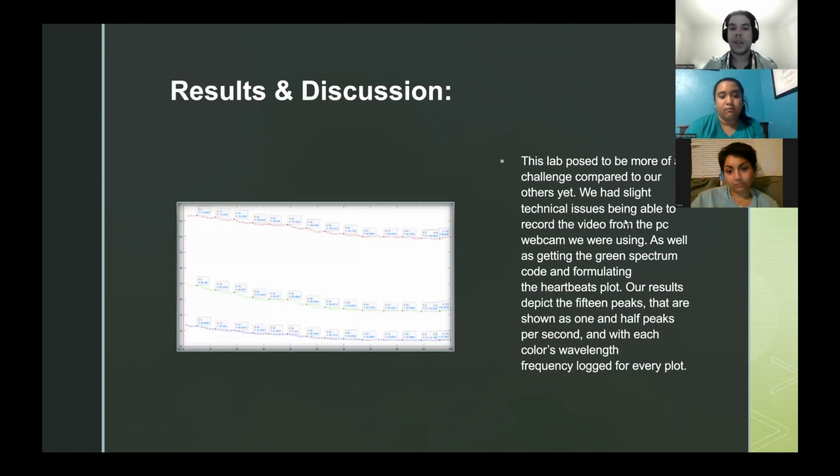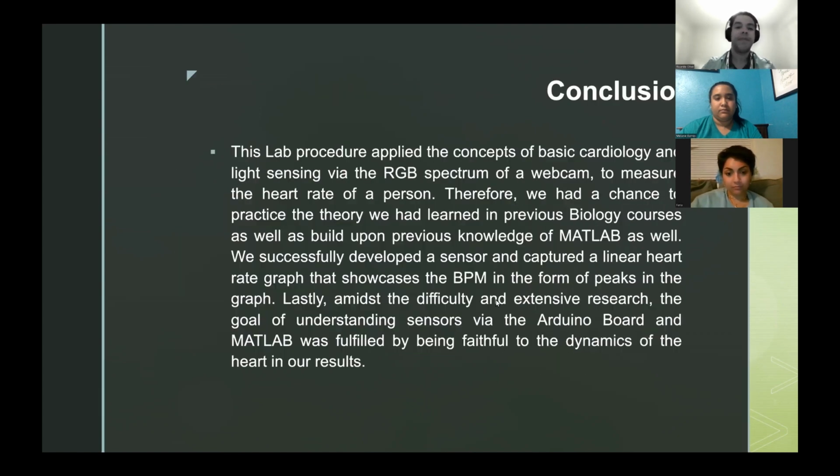So the results and the discussion as well. This lab posed more of a challenge compared to the others yet. We had slight technical issues being able to record the video from the PC webcam we were using, as well as getting the green spectrum code and formulating the heartbeats plot. Our results depict the 15 peaks that are shown as 1.5 peaks per second, with each color's wavelength frequency locked for every plot. And here you can see an image of the plot that we obtained.